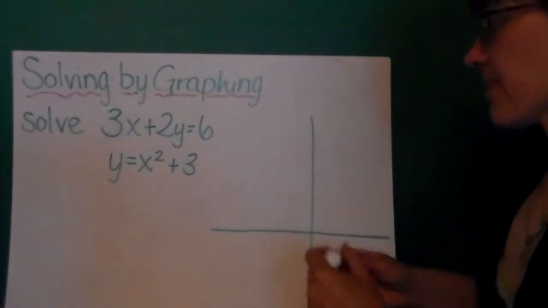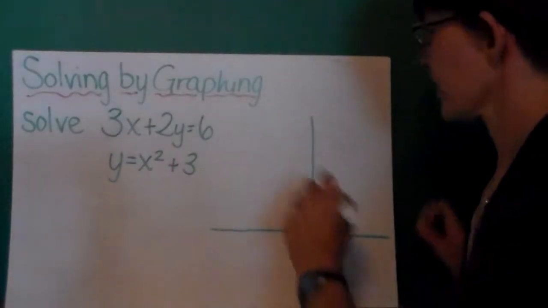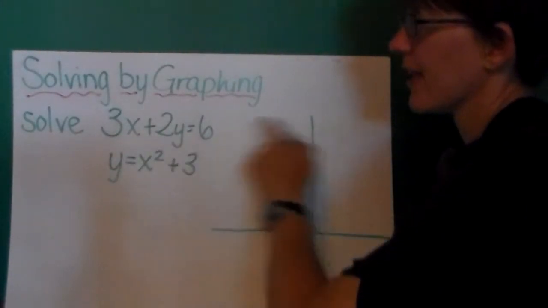Let's see what happens. So I'll graph one in green and one in black. First, I'll graph this.